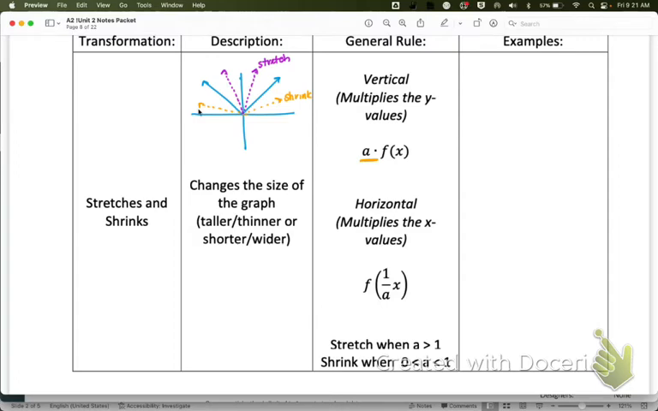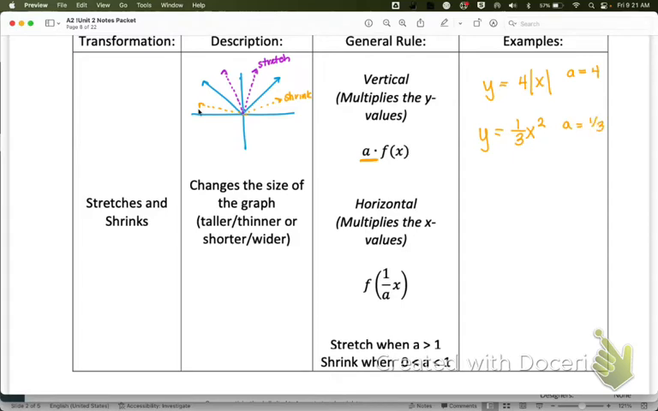When we are looking at stretches and shrinks, the A value is a multiplier on the outside of the function. So an example would be y equals 4 times the absolute value of x. For a quadratic, maybe it might be 1/3 x squared, okay? Now, the A value is the number that you're multiplying by. So in this first case, A is equal to 4. And in this second case, A is equal to 1/3.